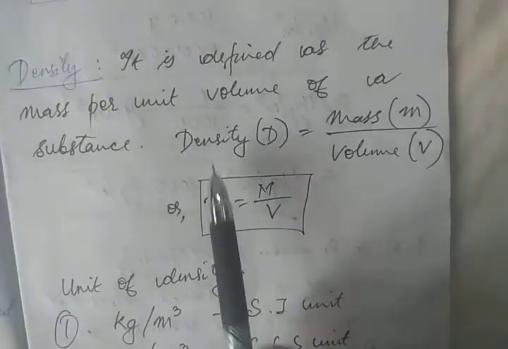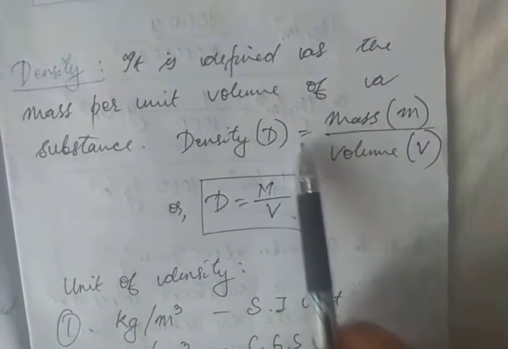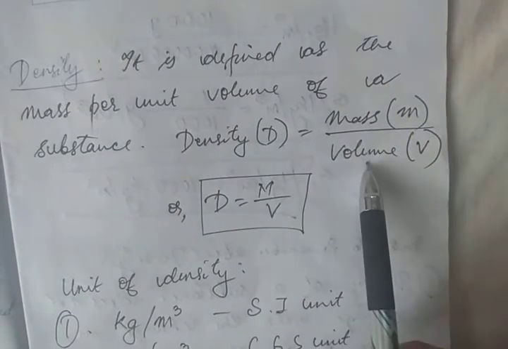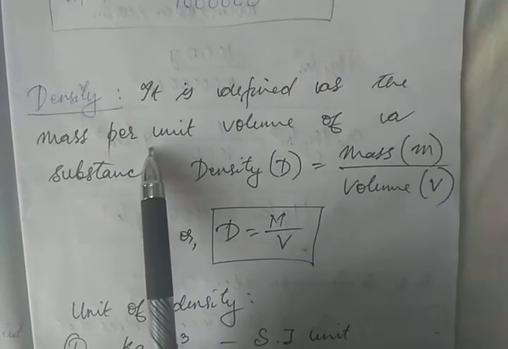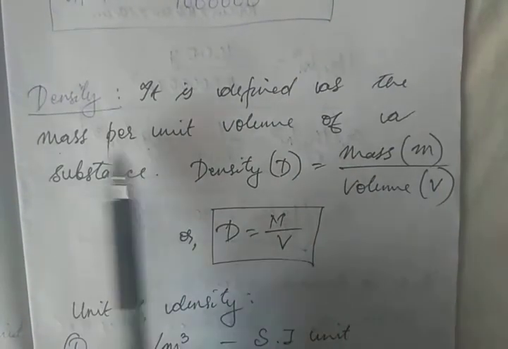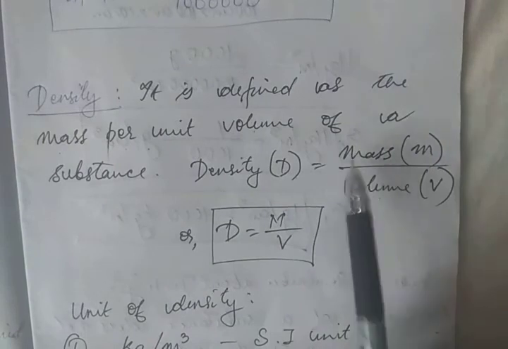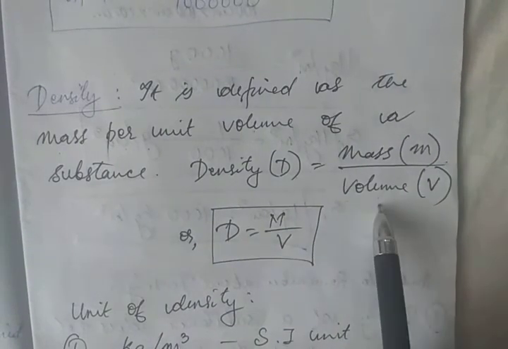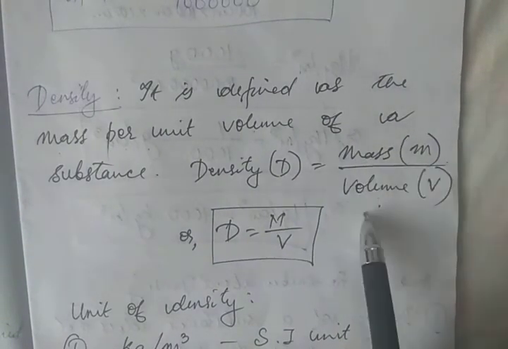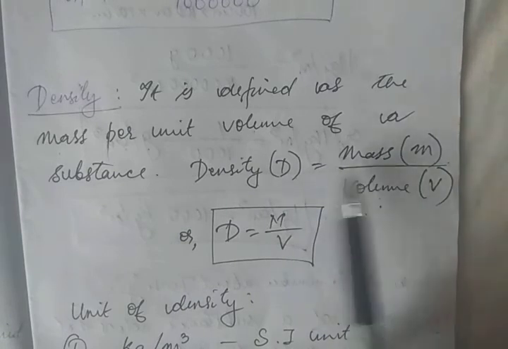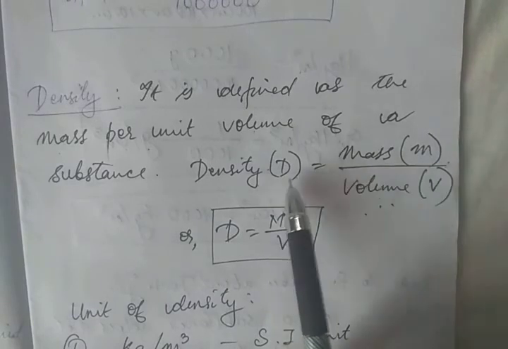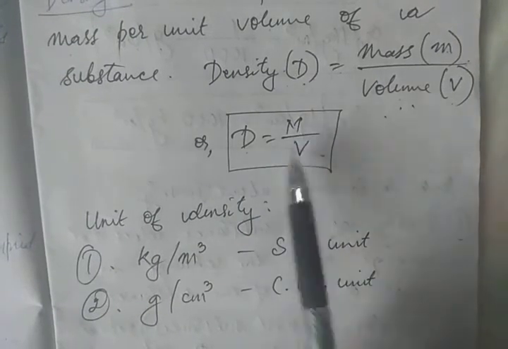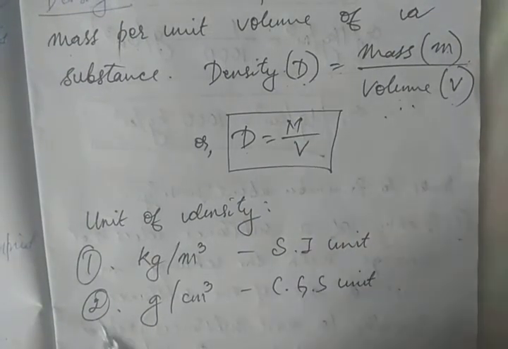Density is generally represented mathematically. The statement that density is mass per unit volume is written in English; this is how you write it mathematically. So if density is D, mass is M, and volume is V, then density is mass divided by volume.